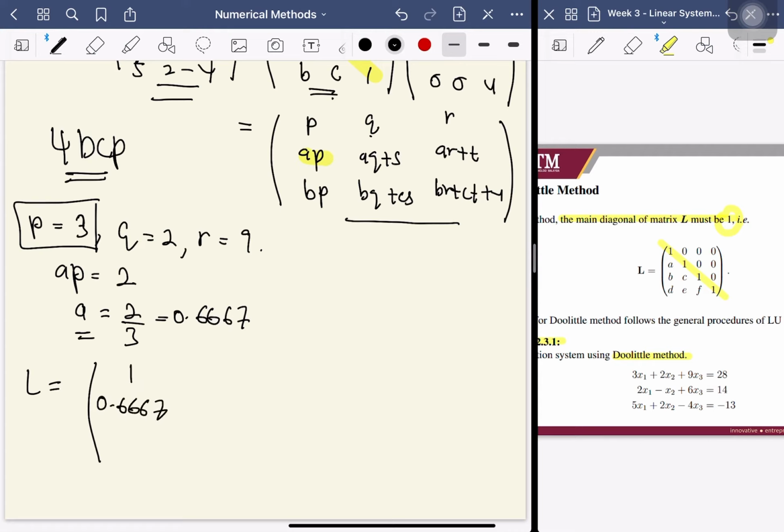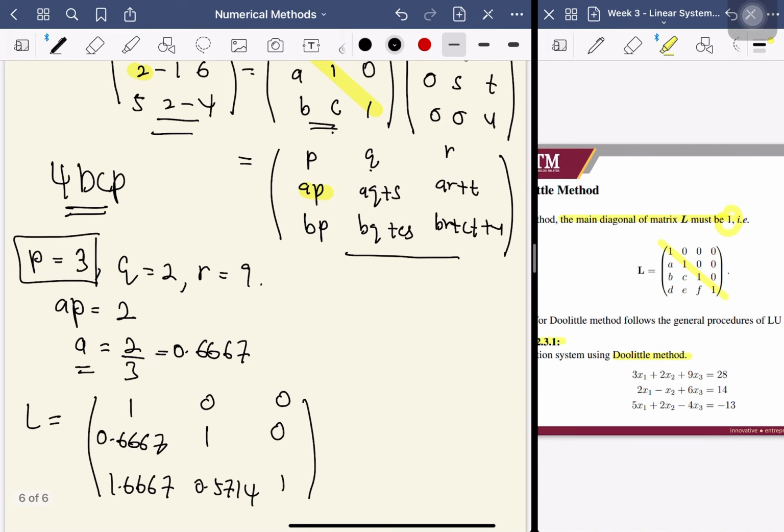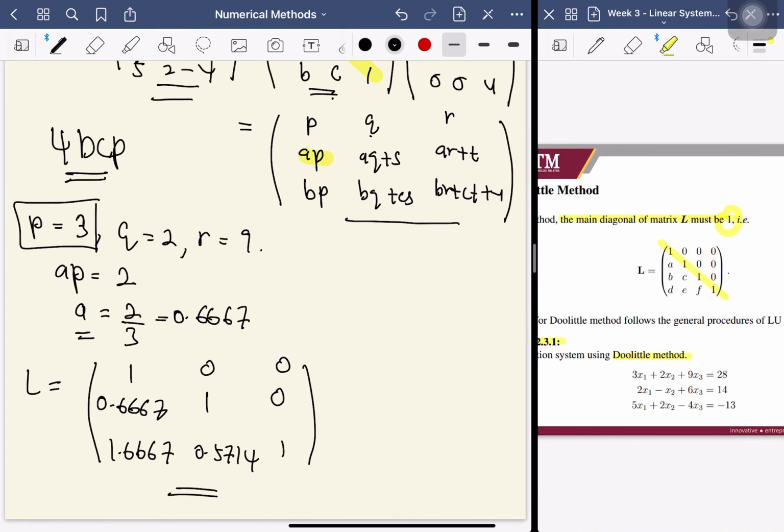0.667 here, 1.667, 0.1, 0.5714 here, 0.01. Okay, so after you solve for this part, by comparing with this value, you will get into this one. The element for L will be like this after you solve for this one. So this is for L. Eventually you will get for U also.